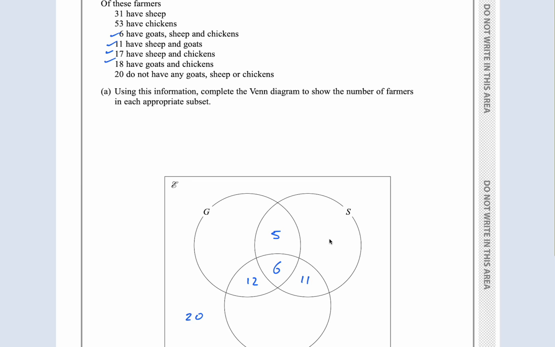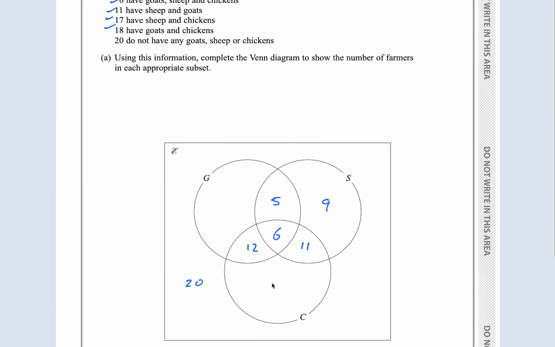sheep. So 31, this has to be 9, because 9 plus 5 is 14, plus 6 is 20, plus 11 is 31. 53 have chickens, so these all have to add up to 53. So that will give me 18, 28, 29 to 53 gives me 24.